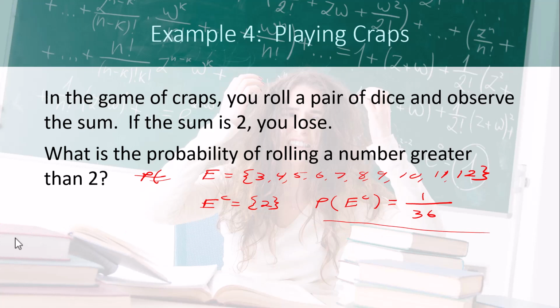We just did it. And therefore, the probability of rolling something greater than a 2 is going to be 1 minus that value, or 1 minus the probability of its complement. Okay, so that's going to be 1 minus 1 over 36, which is, I'm sorry, 35 over 36, which is a fraction that cannot be reduced.